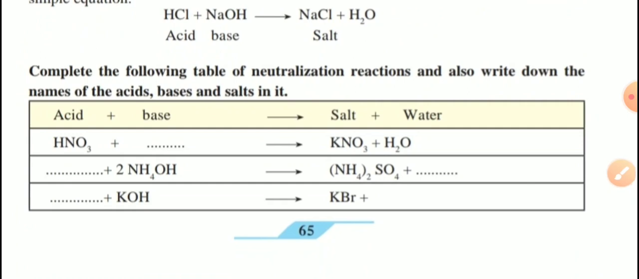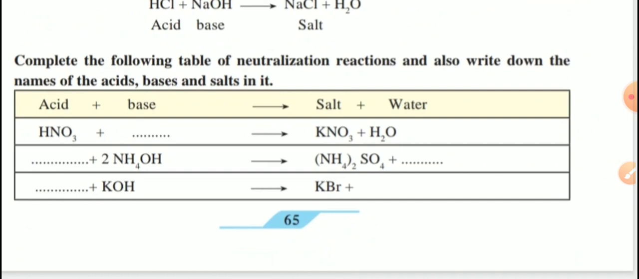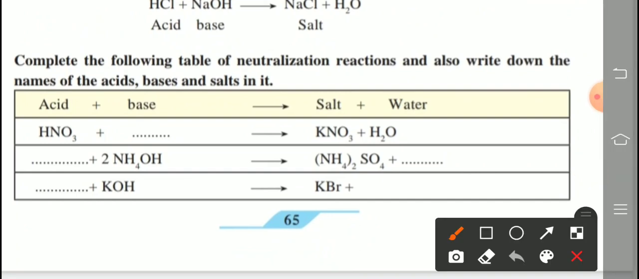So you prepare this table in your notebook carefully. I will show the first one. HNO3, nitric acid. Which base is used here? We don't know. HNO3 means nitric acid. So base reacts with nitric acid to form KNO3, that is potassium nitrate, and H2O means water. So see there, H2O is splitting like this, H plus and OH minus, that is the water, that is showing in above reaction. So what is present in HNO3?